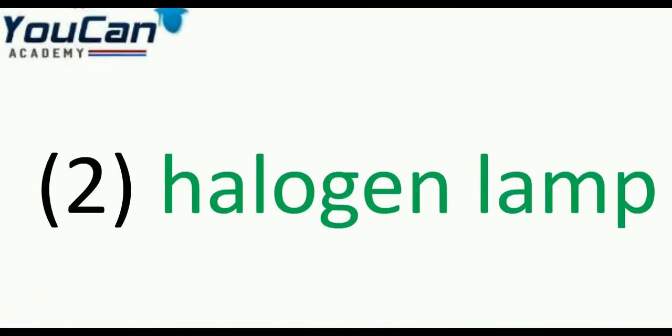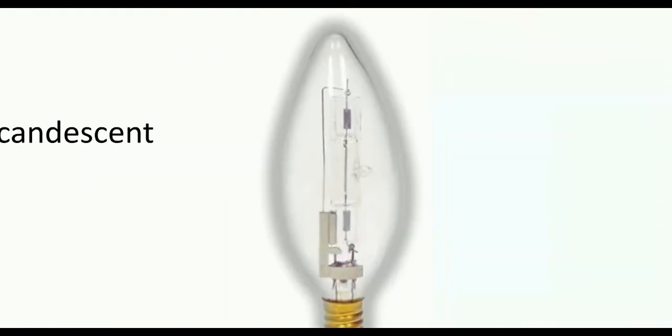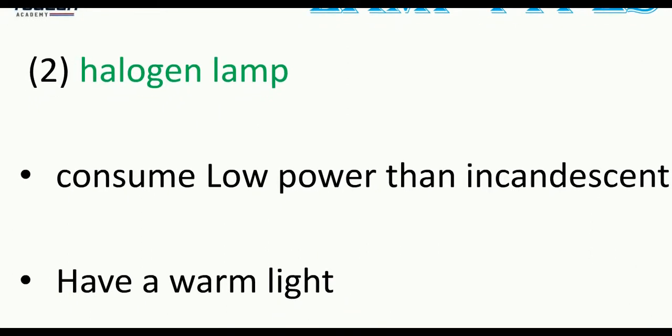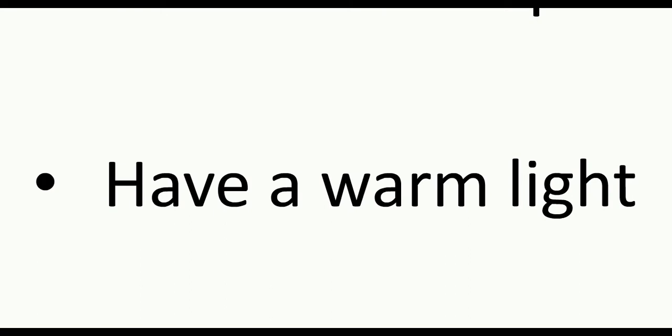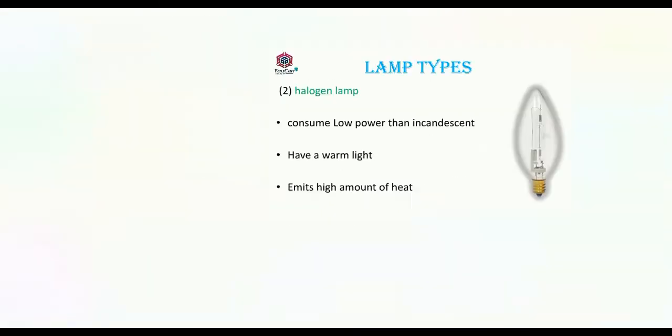The second one is the halogen lamp, and this is the halogen lamp. Its properties are that it consumes lower power than the incandescent lamp, and it has a warm light, so its light is warm, and it also emits a high amount of heat.